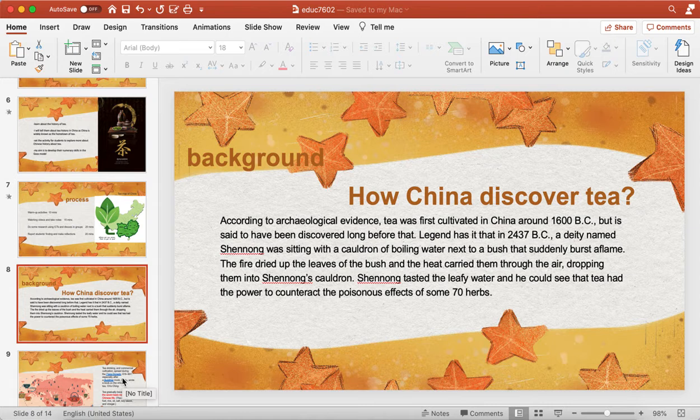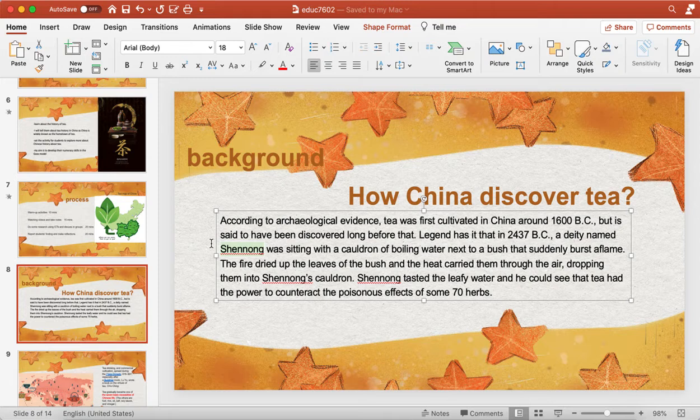Now, let me introduce the background of tea. How China discovered tea: tea was discovered by a person called Shen Nong. He was boiling water next to a bush and the bush suddenly burst into flame. So the discovery of tea was kind of by accident. Shen Nong later tasted the tea leaf water and found out the effect, and that it can be used as medicine.